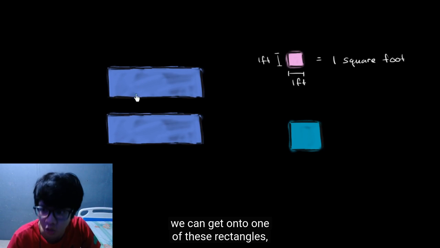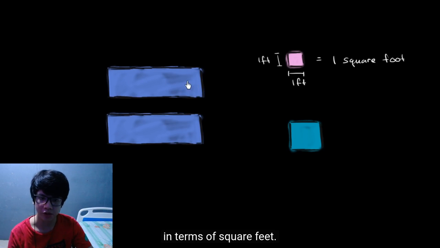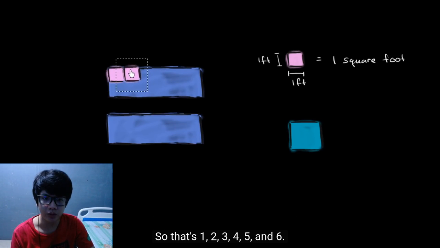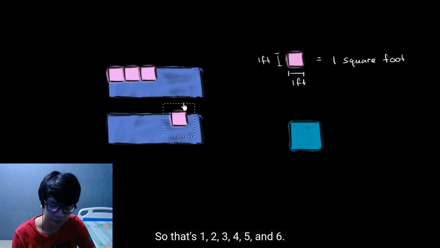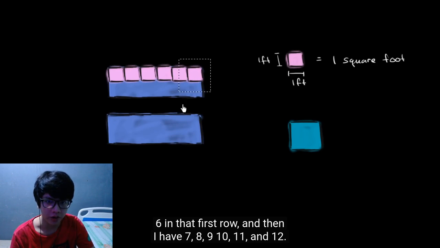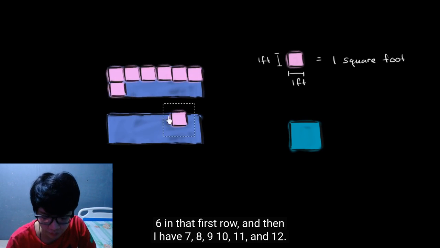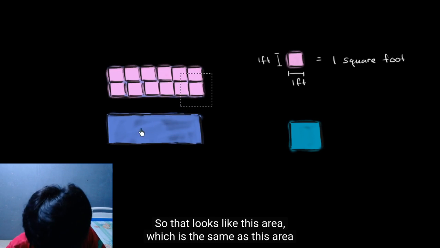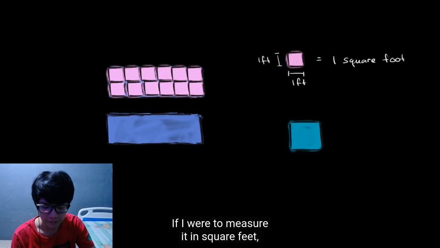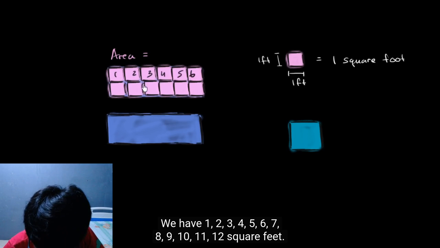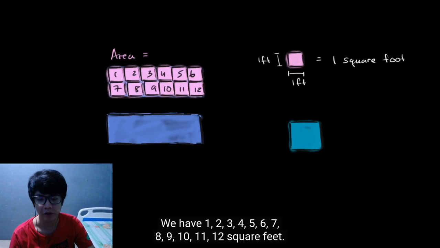So let's see how many square feet we can get onto one of these rectangles. And essentially, we'll be measuring its area in terms of square feet. And so we want to cover the entire space without overlapping and without going over the boundary. So that's 1, 2, 3, 4, 5, and 6. 6 in that first row, and then I have 7, 8, 9, 10, 11, 12. So that looks like this area, which is the same as this area down here, if I were to measure it in square feet, the area is equal to, let me write this down, we have 1, 2, 3, 4, 5, 6, 7, 8, 9, 10, 11, 12 square feet.